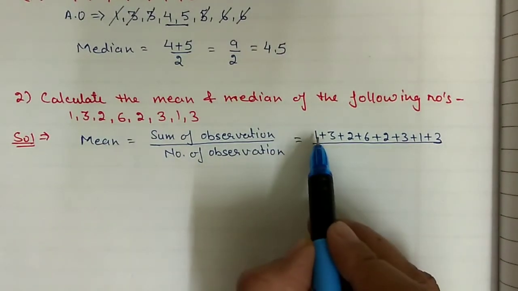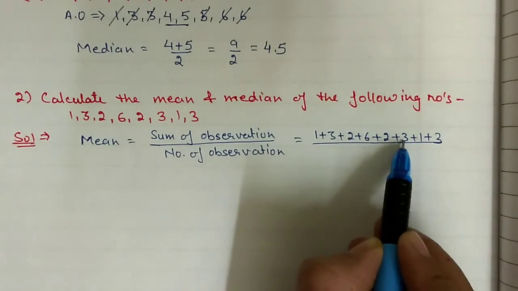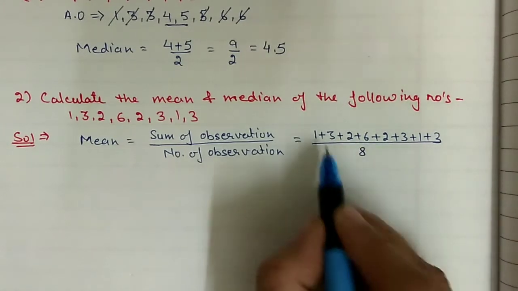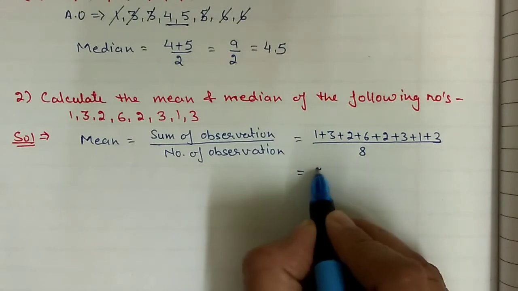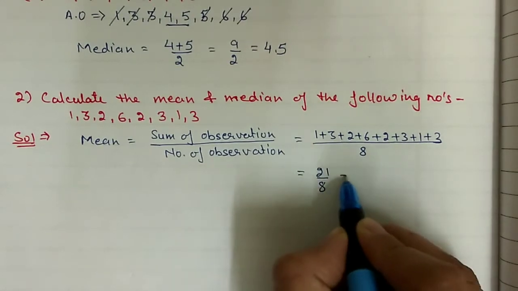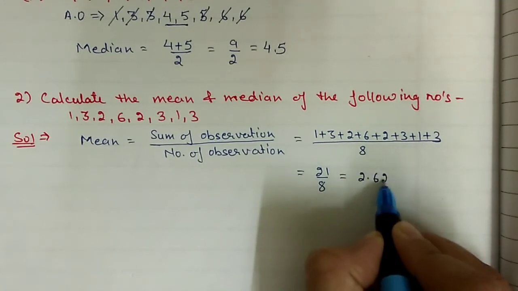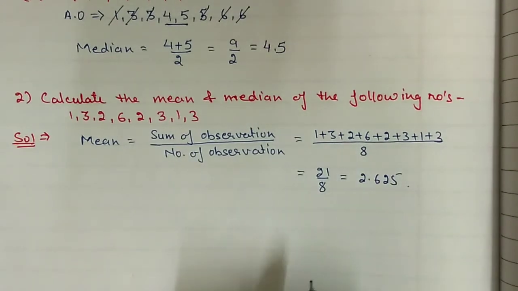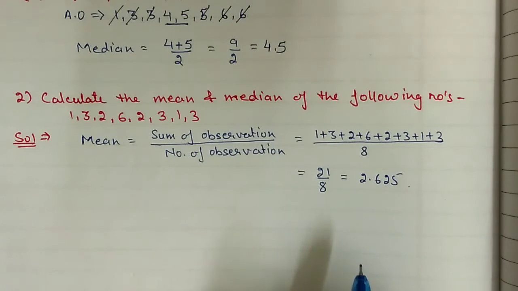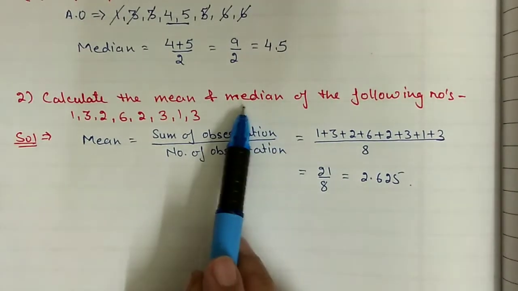And how many number is there? 1, 2, 3, 4, 5, 6, 7, 8. So we'll divide by the 8. After addition we will get 21 by 8, and you can change this number into decimal. 2.625 you will get. So at least 2 decimal place you find out your answer. Next we have to find out the median.